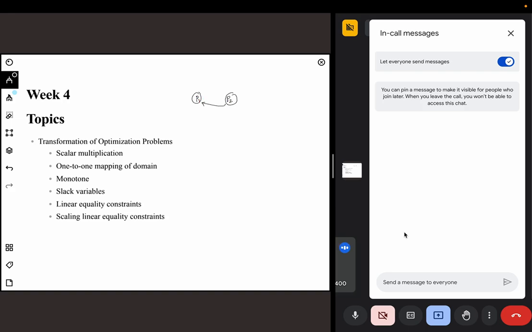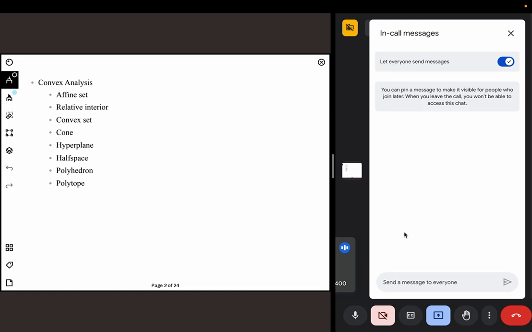There are different kinds of transformations that I discussed this week: scalar multiplication, one-to-one mapping of the domain, monotone slack variables, linear equality constraints. We will discuss each one of them one by one. The second concept is on convex analysis. This week's lectures mostly focus on what these definitions are, and how they can be used will come up in the upcoming lectures. For now, I'll restrict myself to what these definitions are, and we'll take a couple of examples to see whether each follows the set of rules we have defined for whether it is an affine set or not, whether it's a convex set or not.